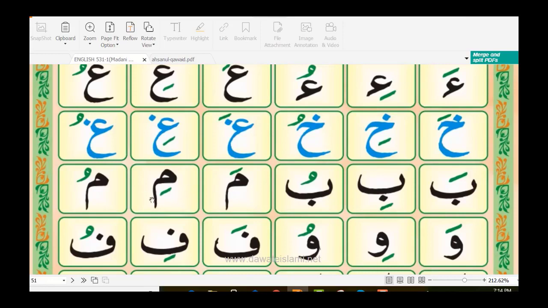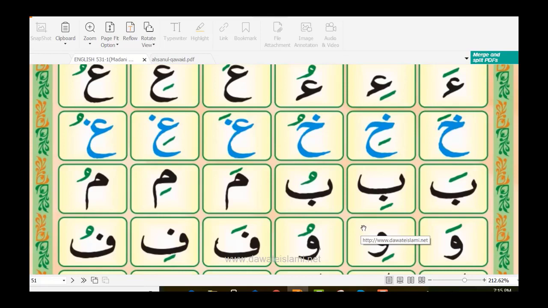And next, the last line of this page, actually it is not the last line of the page, it is a line I'm just teaching you from lesson number 4. This is waw fatha wa, waw kasra wi, waw damma wu. Wa, wi, wu. And the next one is fa fatha fa, fa kasra fi, fa damma fu. Fa, fi, fu. We have done the practice of fatha, damma and kasra in lesson number 3 and 4.